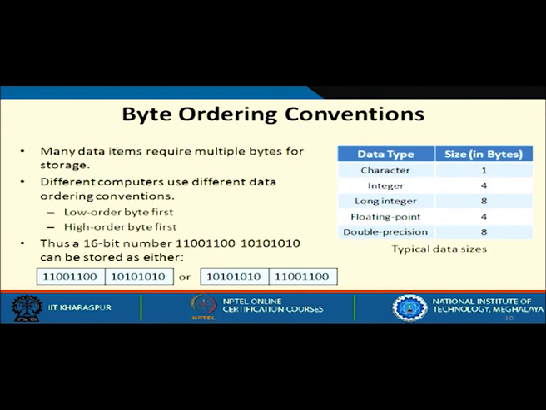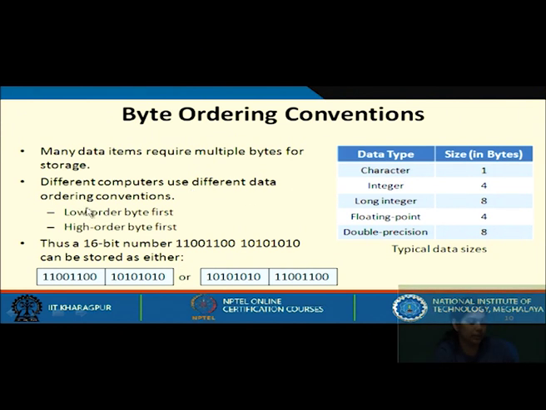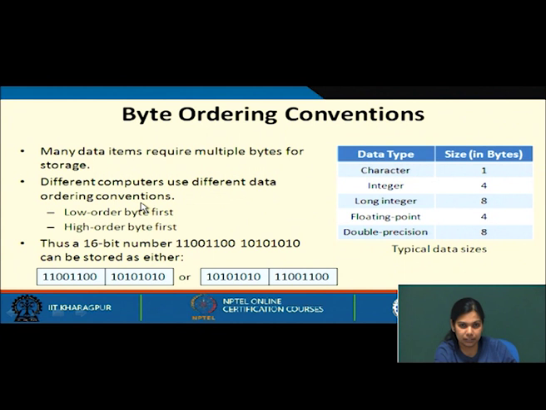Now, let us also understand what is byte ordering convention. Many data items require multiple bytes for storage, and different computers use different data ordering conventions. It is known as low order byte first and high order byte first. So, these two are called basically little endian and big endian. So, you see this data type character is 1 byte, integer is 4 bytes, long integer is 8, floating point 4 and double precision is 8.